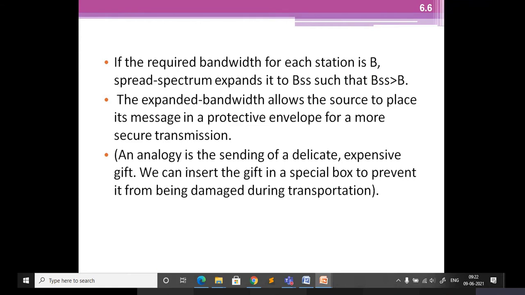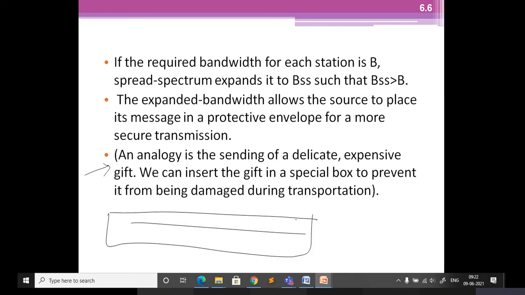So you will use some thermocol to protect the gift, and you will put it into a box. Then you will wrap it with an envelope and post it, just to avoid damage during transportation. This is the analogy we are going to use in spread spectrum. I am not just sending the signal as it is. I am packing it with some extra information and sending it, so that it ensures there will be no damage to the signal transmitted through the link.